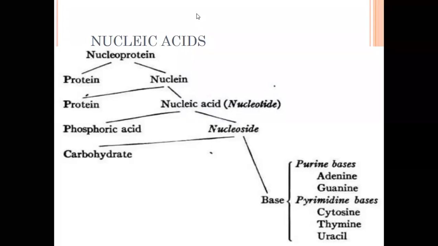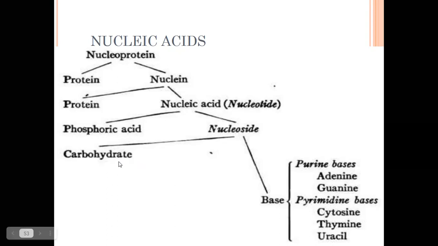Nucleotides mainly contain two major components. They are phosphoric acid and nucleoside. Phosphoric acid and nucleosides are present in the formation of nucleic acid. Then nucleoside again contains two major components: one is carbohydrate and the second one is nitrogenous bases.